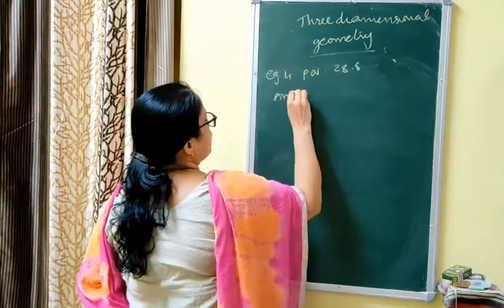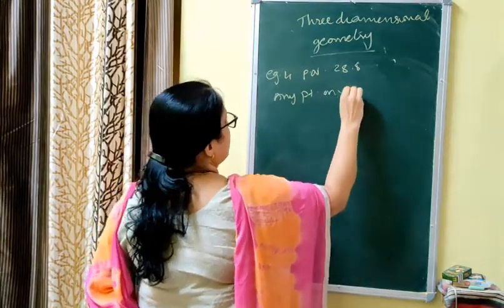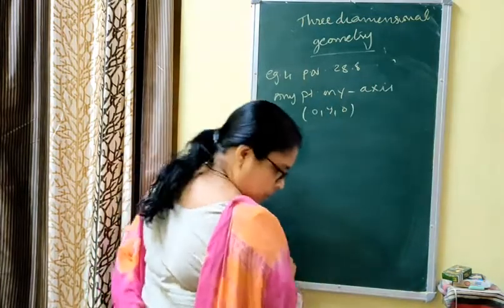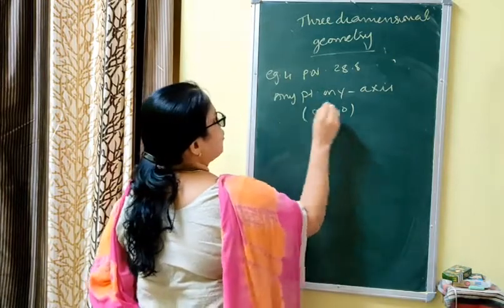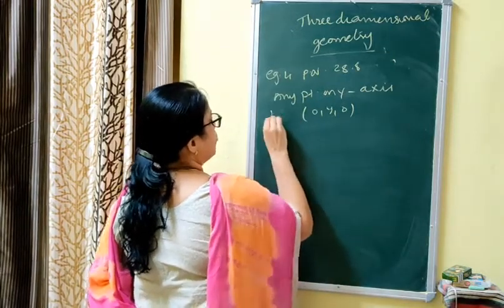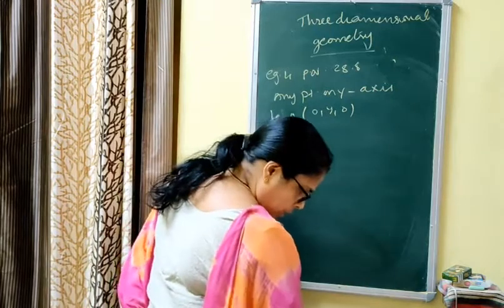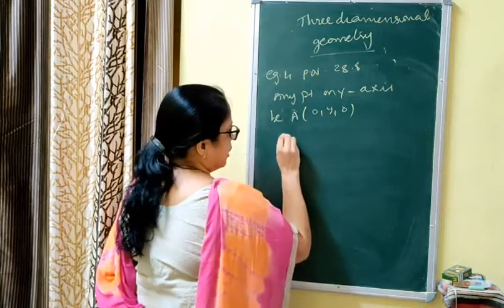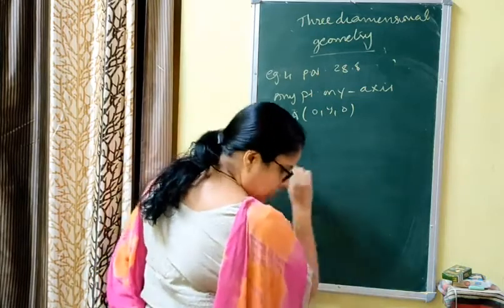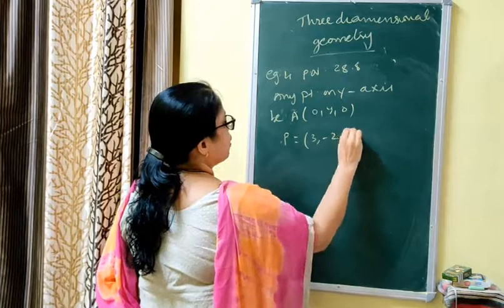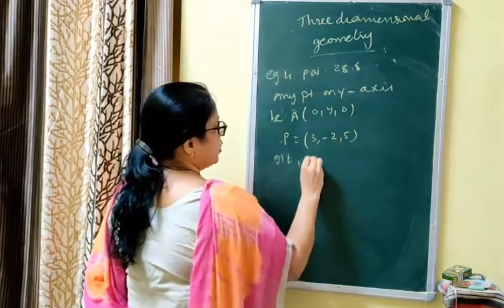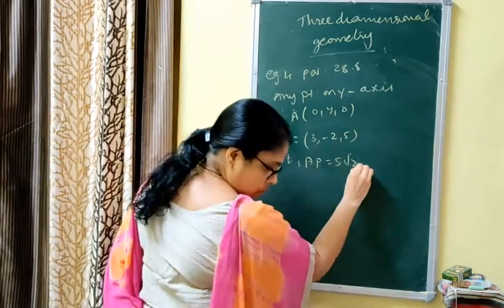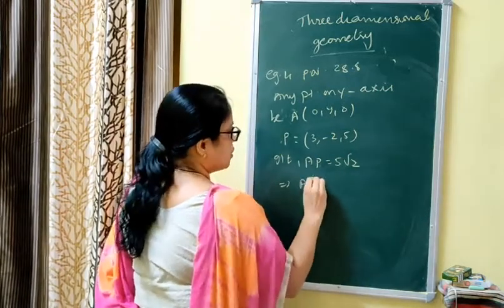Any point on the y-axis can be taken as (0, y, 0), and we can take this as A. P is given as (3, minus 2, 5). As per the question, you are given that PA or AP is equal to 5 root 2, which implies AP square is equal to 50.